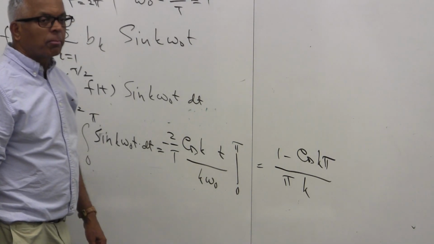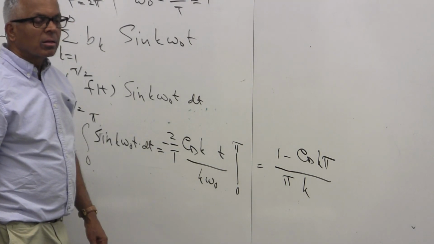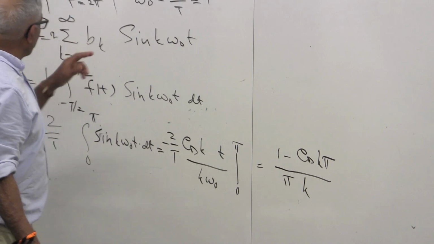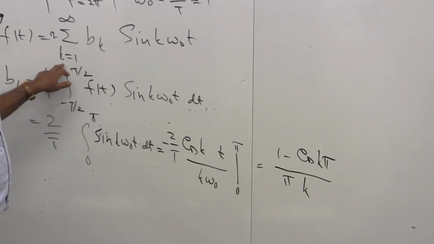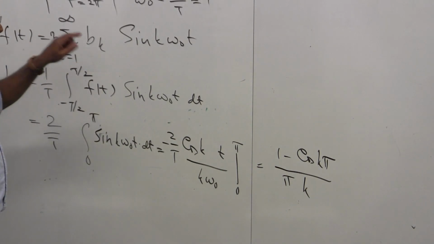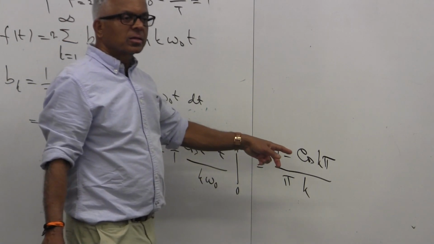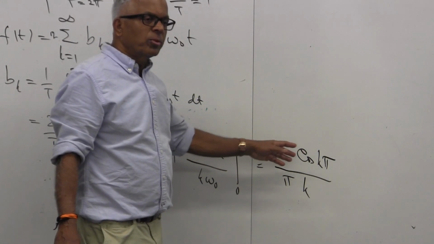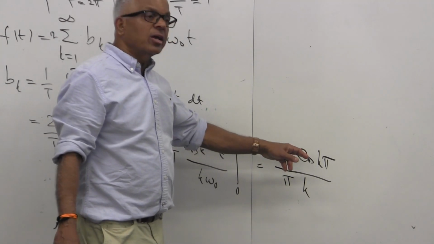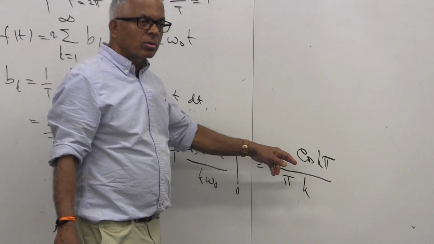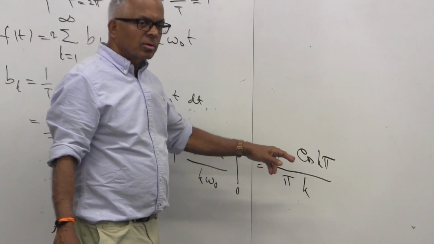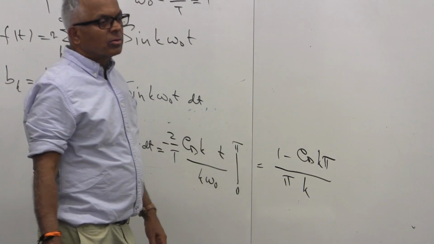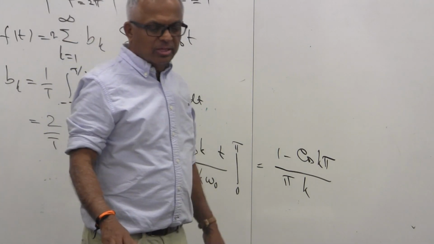What is the value of cos k pi? Anybody? Remember, you don't have to worry about 0. You only have to worry about k equal to 1, 2, 3, etc. When k is 1, cos pi is minus 1. So 1 minus minus 1 will give you, what will be the numerator? 2. When k is 2, 1 minus 1, that is what? 0. Okay, k is 3? 2. k is 4? 0. So you see the pattern, right?